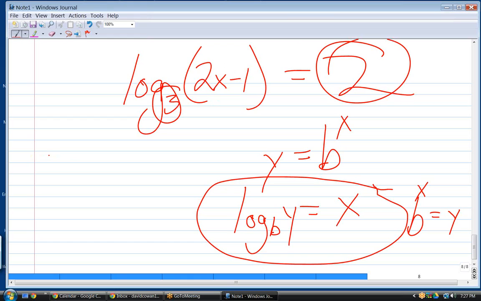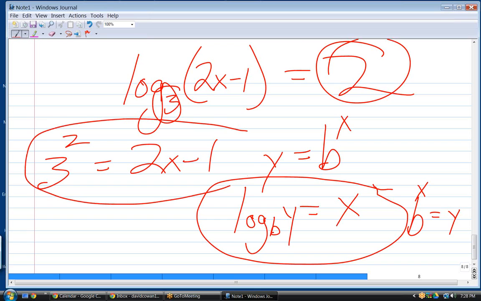Okay, so it's 2x minus 1. Well, let's start with the other. In other words, let's write it as you memorize it. 3 squared equals what? Equals 2x minus 1. It may seem like a trivial point, but in math, where there's tons of memory involved, anything you can use to help you, you want to use.